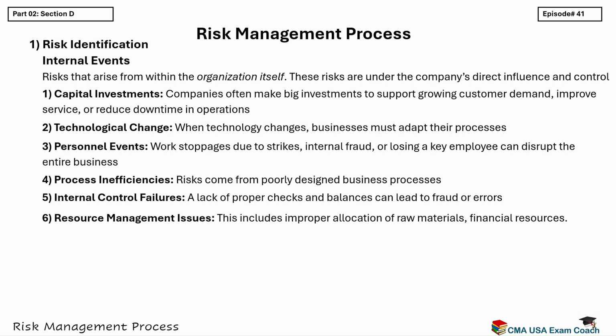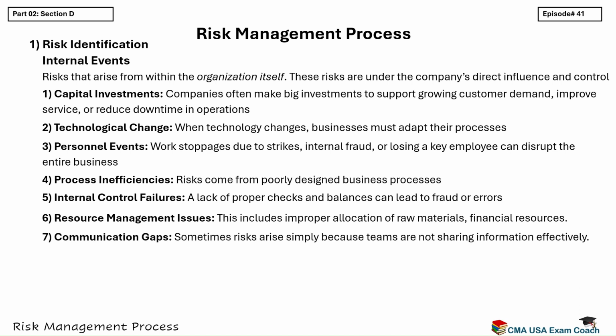6. Resource management issues. This includes improper allocation of raw materials, financial resources, or even staff. For instance, if too many employees are allocated to one project while others are left short-staffed, deadlines may be missed. 7. Communication gaps. Sometimes risks arise simply because teams are not sharing information effectively.